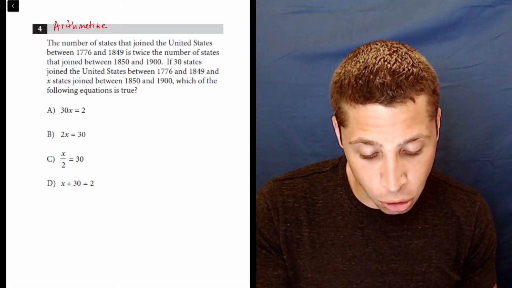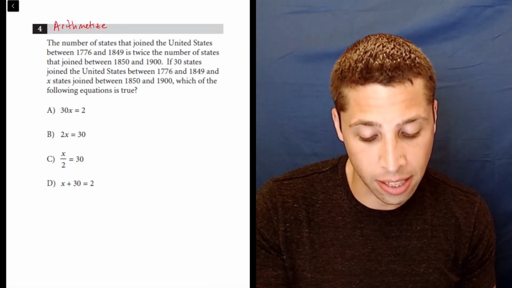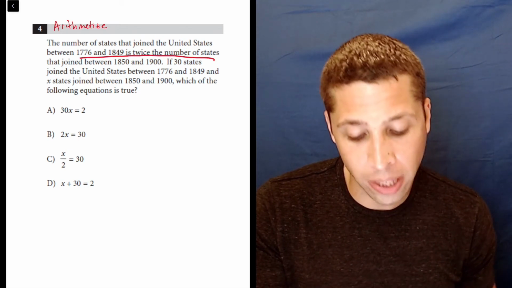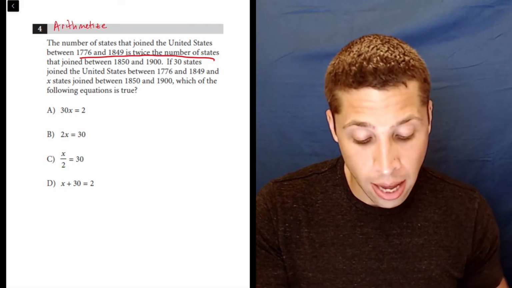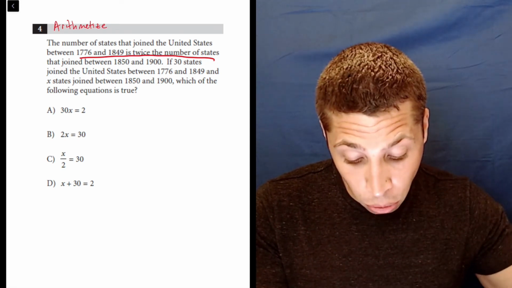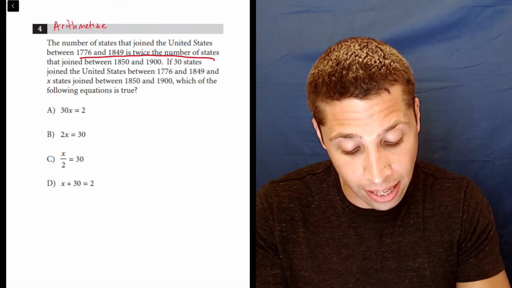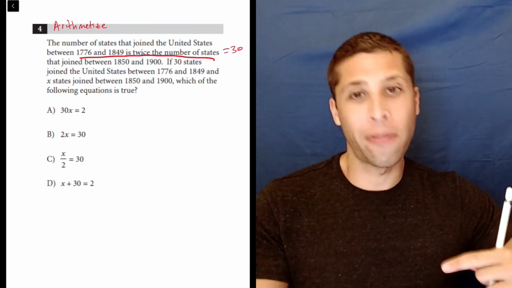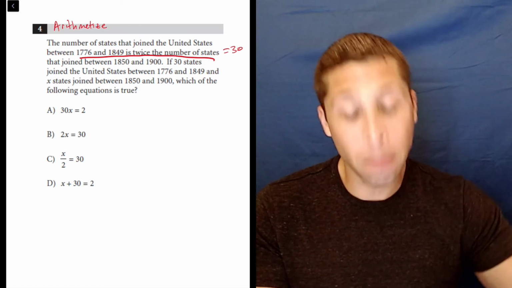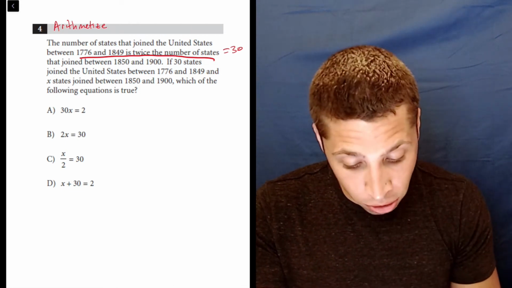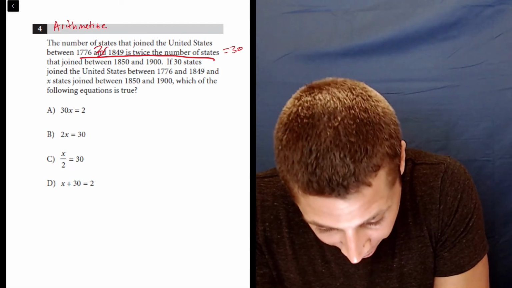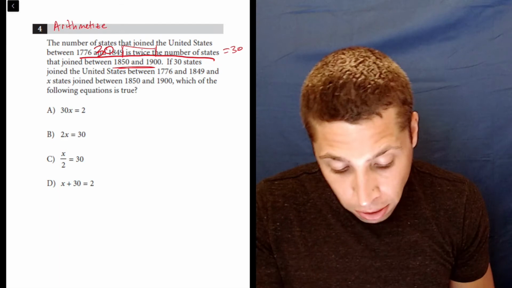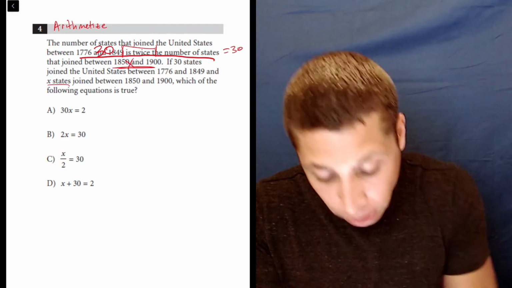The number of states that joined the United States between 1776 and 1849 is twice the number of states that joined between 1850 and 1900. If 30 states joined the United States between 1776 and 1849, so this is 30. They're telling you, after the description, what the number is. So 30, just replace this. 30 is twice this other number, which they're saying is x, right? So 30 is twice x.